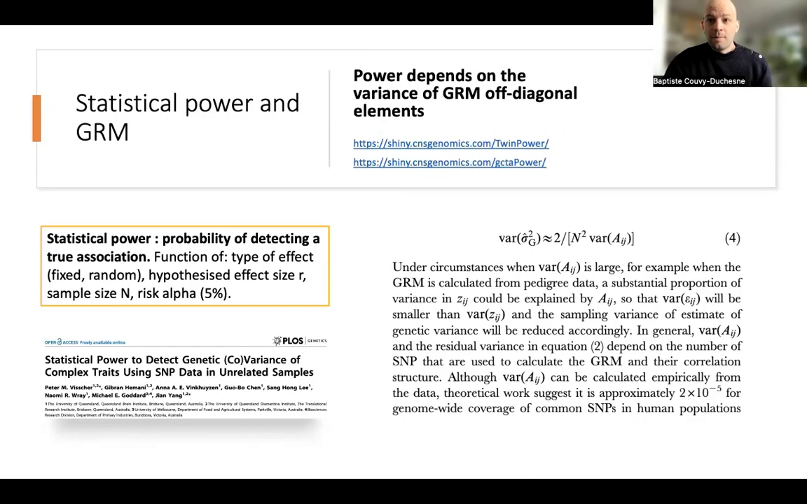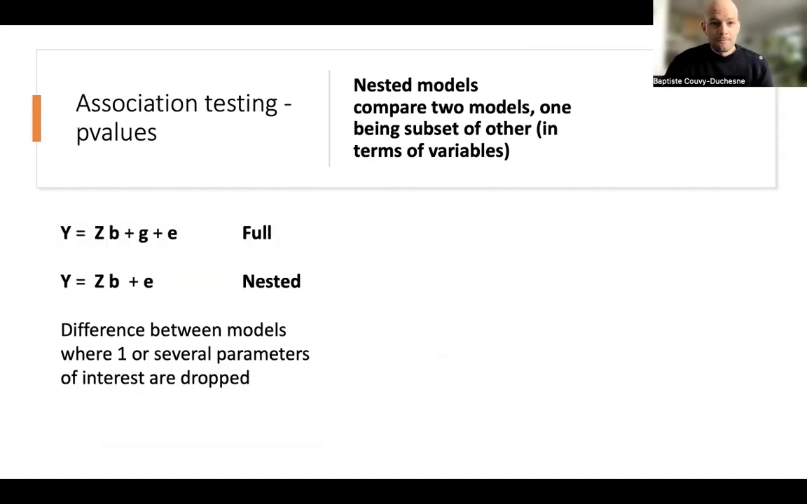So yeah, the bottom line and the take-home message is that power depends on the variance of the GRM off-diagonal elements. And you can use those shiny links to calculate power yourself. All right, a quick point about association testing.